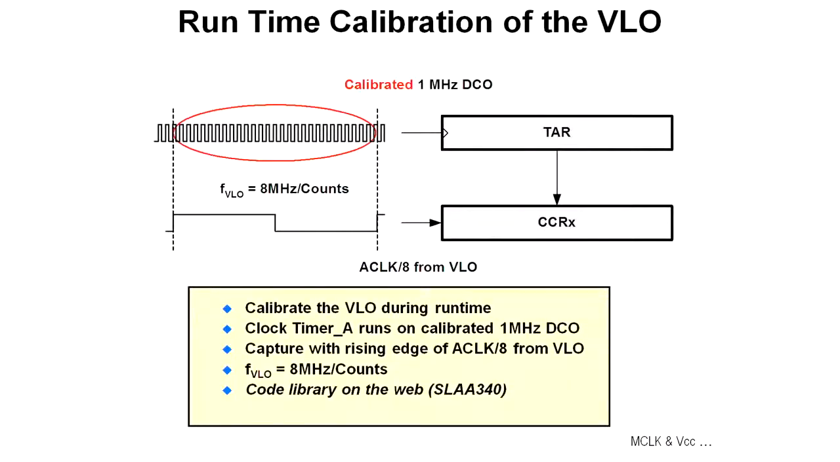It's also possible in your software to do a runtime calibration of the VLO. The VLO isn't terrifically capable in terms of accuracy, but we can calibrate it to the same accuracy as the DCO. In this case, we've run the calibration on the 1 megahertz DCO. We can use one of the timers to time the number of counts that we have on our VLO, so we can do a runtime calibration of the VLO as we're working in our application. There is a code library on how to do that. Go look up SLAA 340 for exactly how to do that.